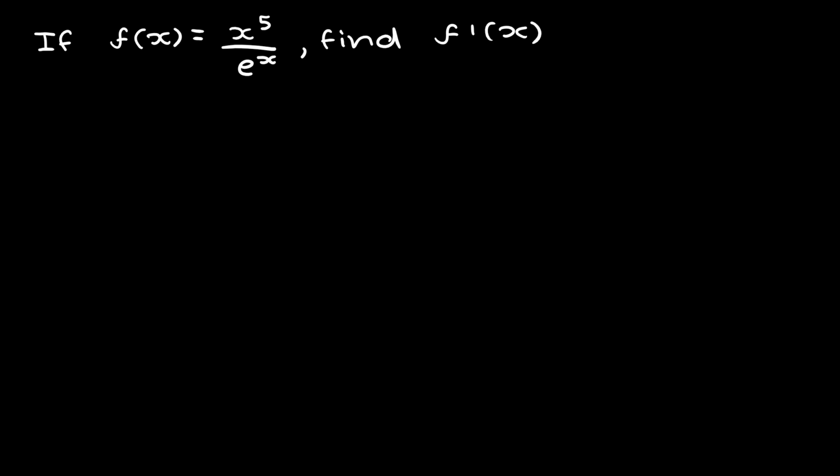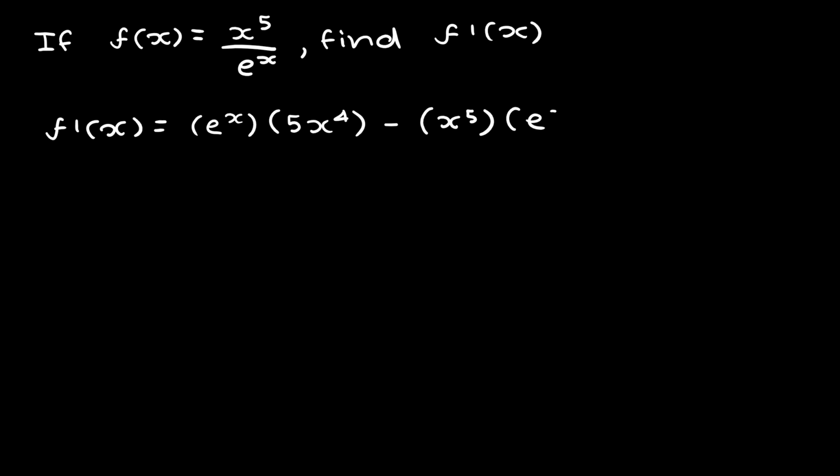So we have f prime x equals low, d high, minus high, d low. Remember, the derivative of e to the x is e to the x, all over the square of what's below, e to the x squared.